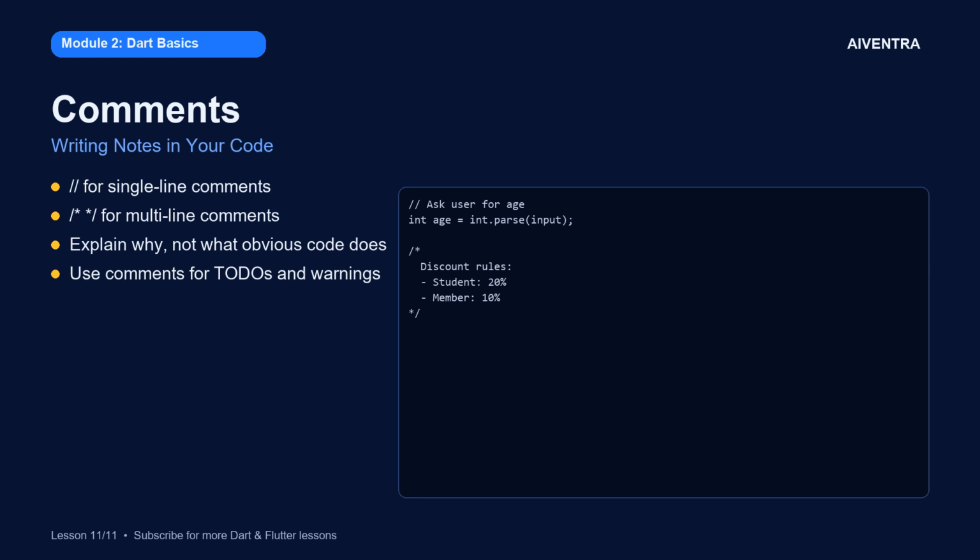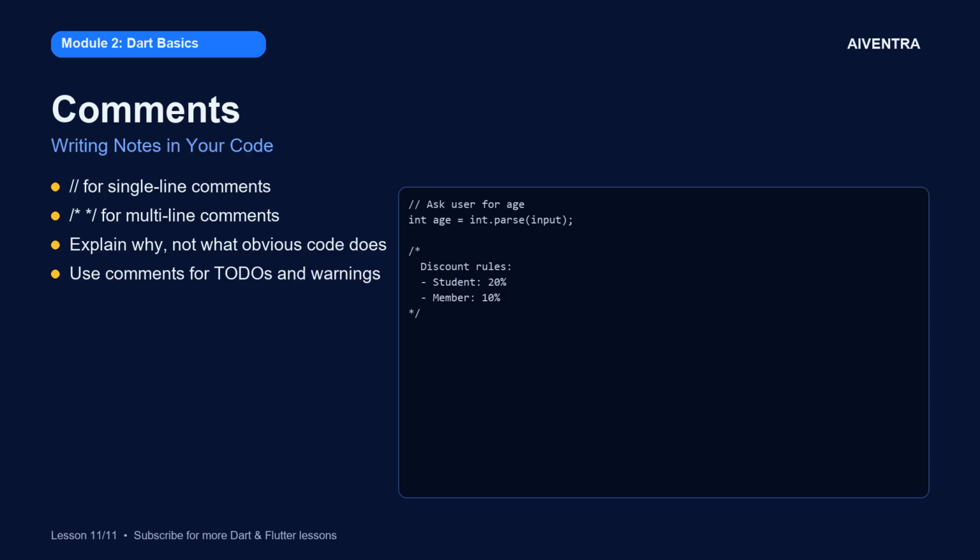Good comments explain why, not what. If your code says userAge equals int.parse(input), a comment saying parse userAge is redundant. A useful comment might explain why parsing happens here, or why a default value is chosen when input is invalid.